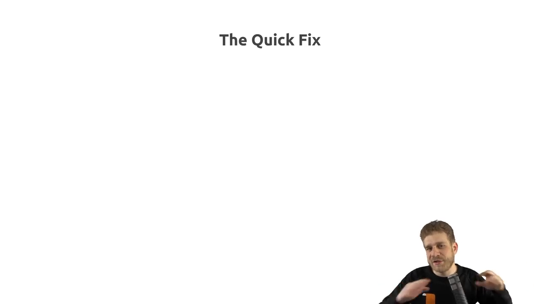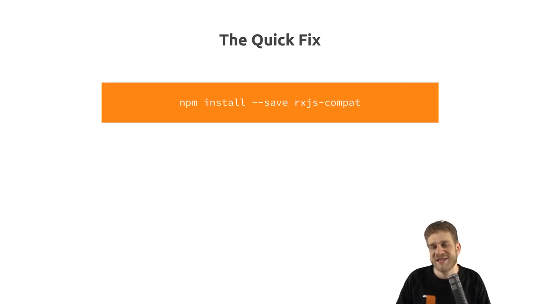So before we dive into any of the breaking changes RxJS 6 introduces, due to a changed project structure and so on, the quick fix you can run in any project which you're updating to RxJS version 6, so for example in an Angular project which you're updating to Angular 6, which needs RxJS 6, is npm install --save rxjs-compat. This extra library makes your old code work.